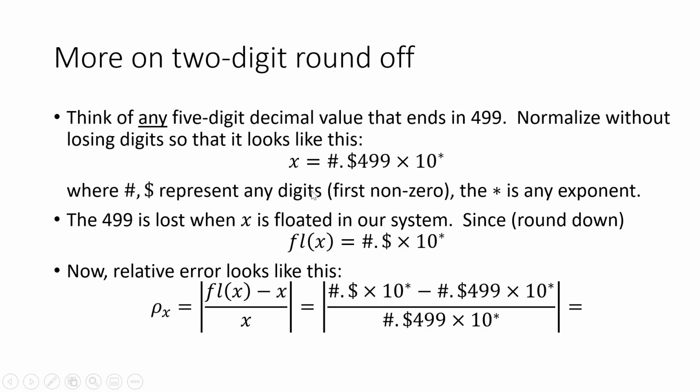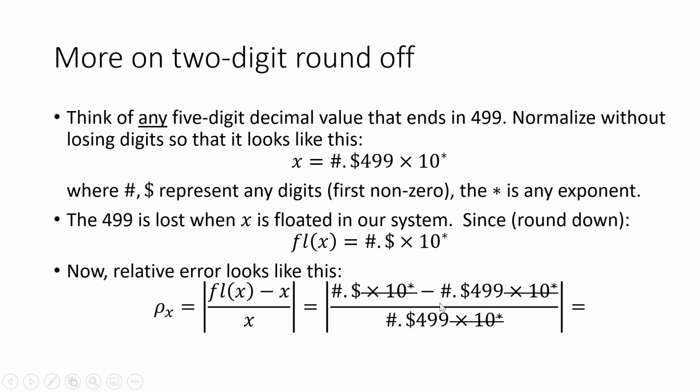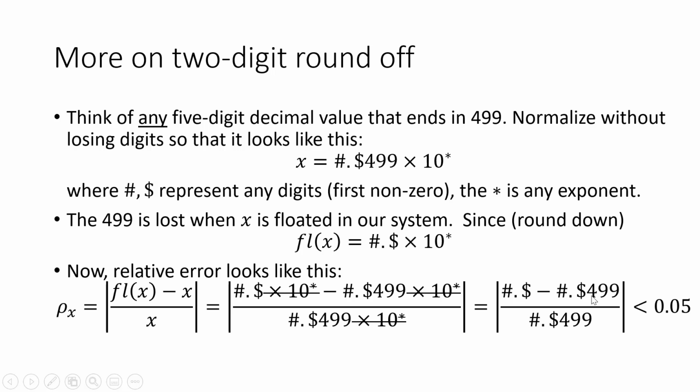So your incoming x can be recast in this way without losing any resolution. When I float that incoming x, what's going to happen is I lose that 499. The reason I lose the 499 is because it's a rounding system and you're going to round down. So the floated value for x is going to look like this. Now when I go do my relative error, I'm going to have the floated value minus the true value divided by the true value. And the power of normalizing here is apparent because now I can just cancel all the common exponents, and I end up with just the significands that I can easily combine.